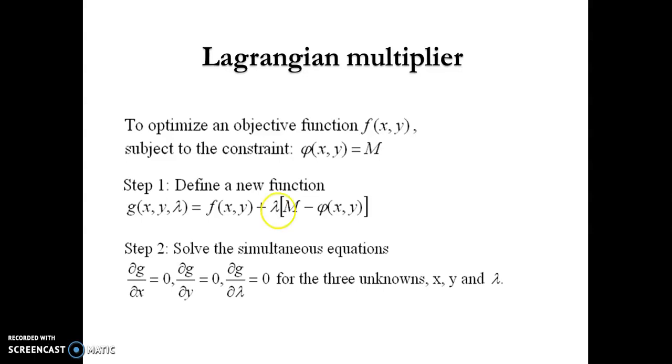Now, in your second step, you are going to get your three first order partial derivatives and equate them equal to 0, right? So with the system of three simultaneous equations, you can then solve for x, y, and lambda, those three unknowns, and the optimal solution for this constraint problem.